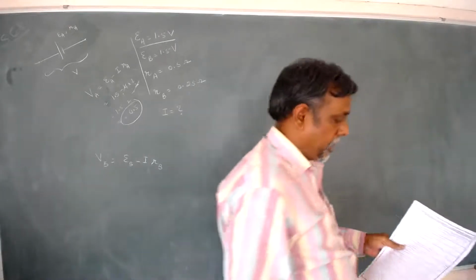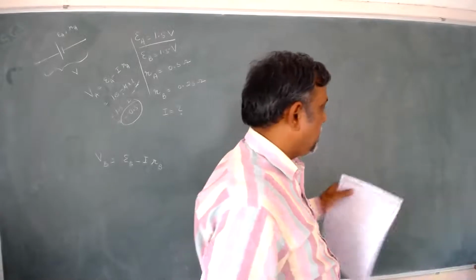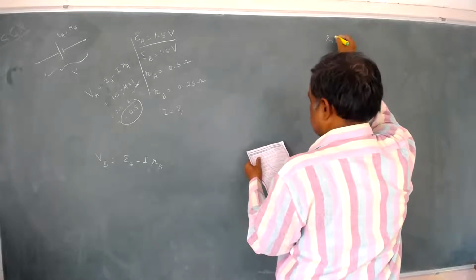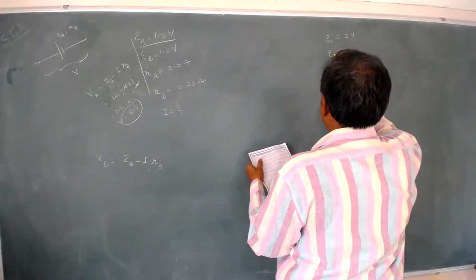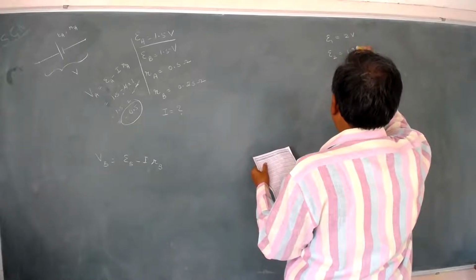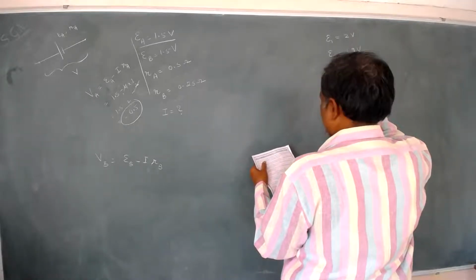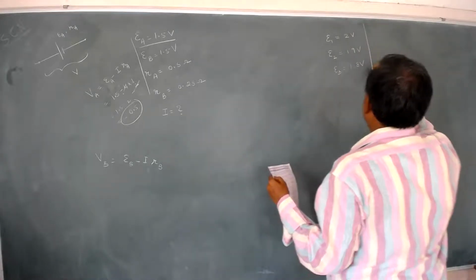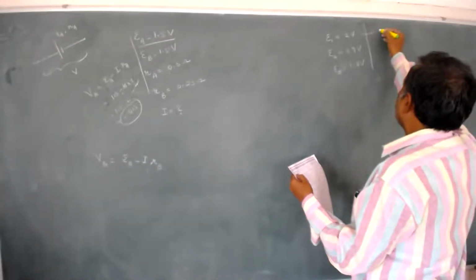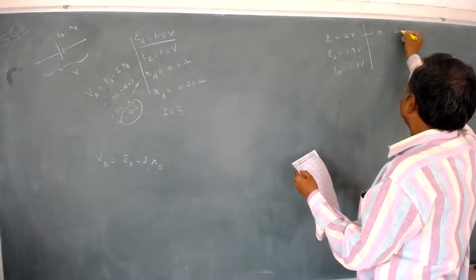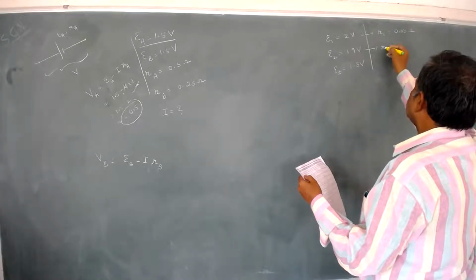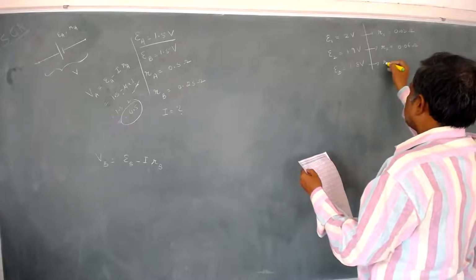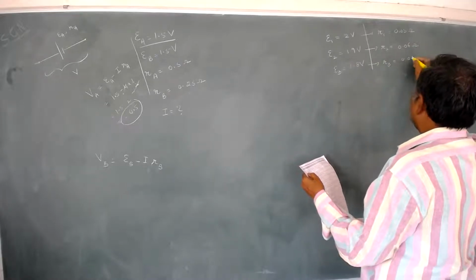Okay, right now. Look at this here. You see, there are 3 cells. Electromotive force 1 is equal to 2 volts. The second cell's electromotive force is 1.9 volts, and the third cell's electromotive force is 1.8 volts. And their internal resistances: the internal resistance R1 is equal to 0.05 ohm, the internal resistance R2 is equal to 0.06 ohm, and the internal resistance R3 is equal to 0.07 ohm.